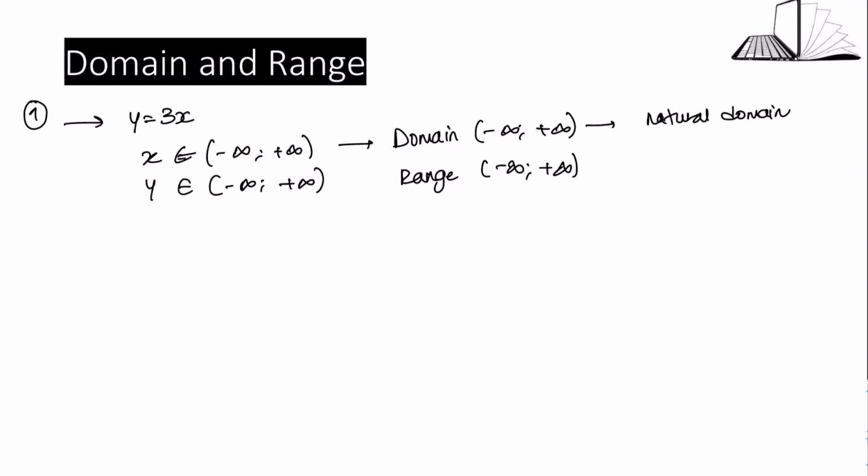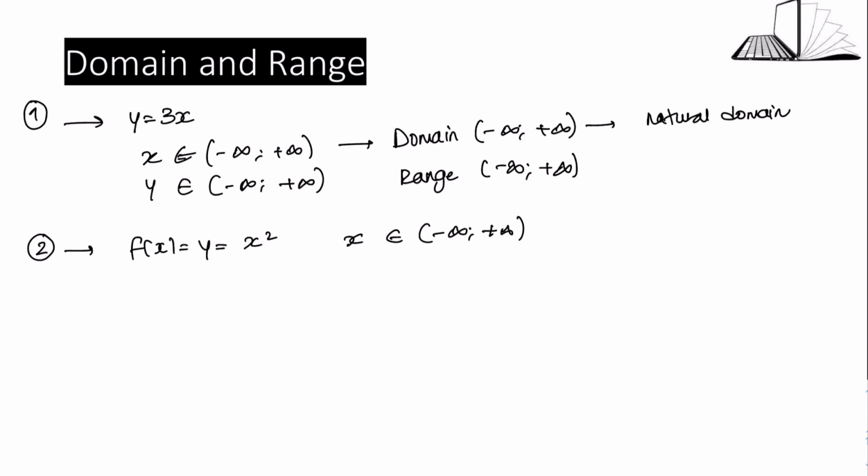Now, as I said, sometimes we have restrictions on the domain. For example, if I have a function, a relationship between y and x, f of x equals y equals x squared. The x can take any value, from minus infinity to plus infinity. There is no restrictions on x.